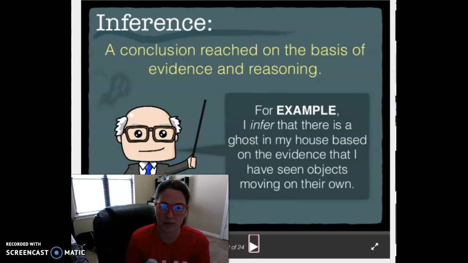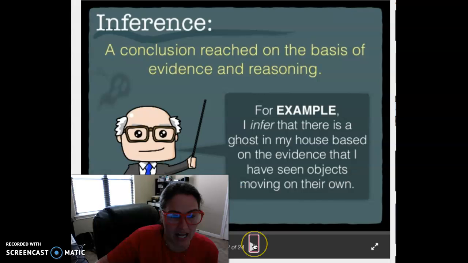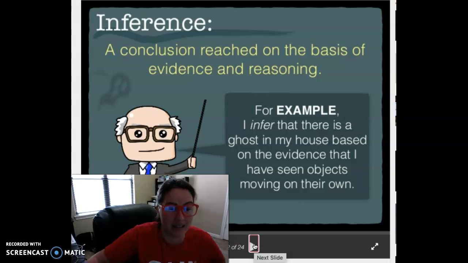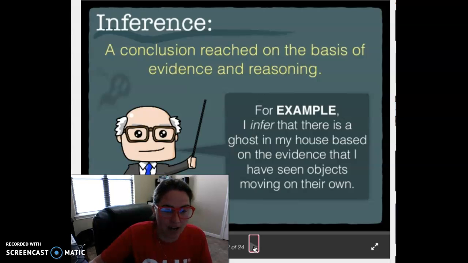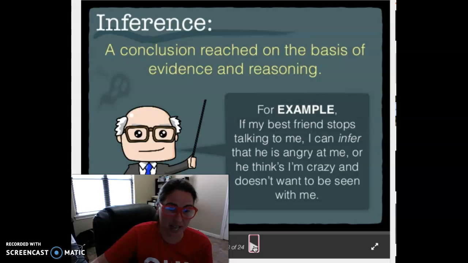So, for example, I infer that there is a ghost in my house based on the evidence that I have seen objects moving on their own. So that is what a sentence might sound like if I were telling you about something that I have inferred, okay? Another example. If my best friend stops talking to me, I can infer that he is angry at me or he thinks I'm crazy and doesn't want to be seen with me.